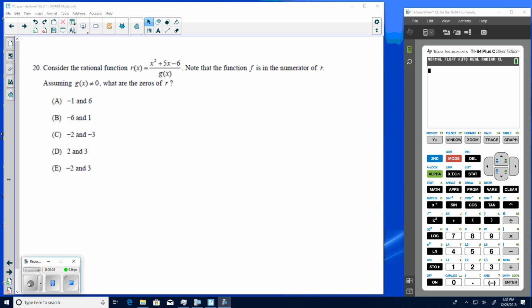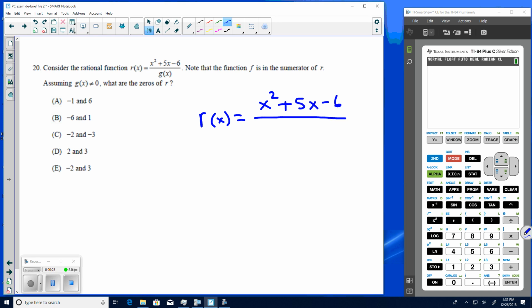Okay, back on the exam review. We're up to problem number 20 here, and it notes that we have a rational function called r, and r is given as this quadratic, x squared plus 5x minus 6, divided by some unknown function called g. And it says, assuming that g is not 0, so this is non-zero, could be positive or negative, we don't know, but it's not 0. What are the zeros of r? What are the zeros of this rational function?